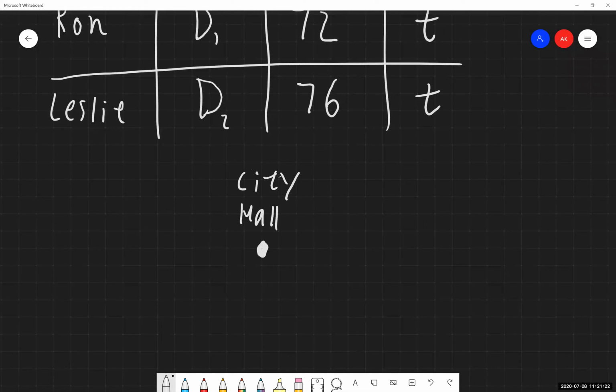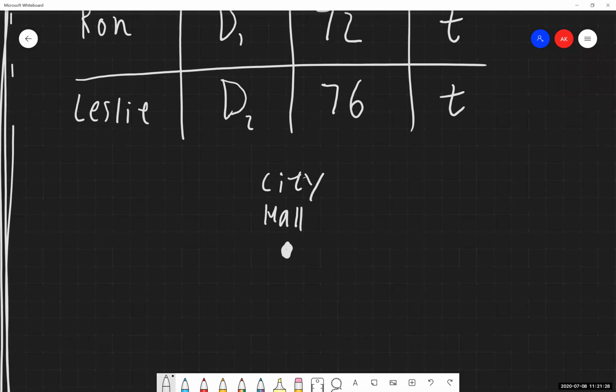So let's think on the visual of this thing. We're told Ron drives west at a speed of 72 miles per hour. So traveling west, we have Ron. Traveling east, we have Leslie.